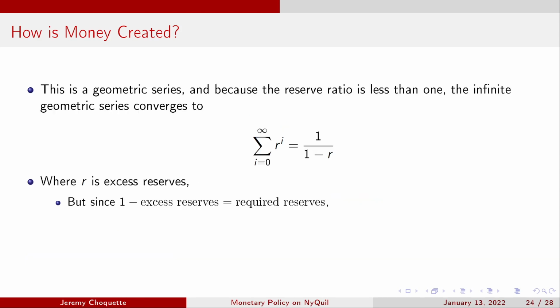where r is excess reserves. But since 1 minus excess reserves equals required reserves, we could simply make it 1 over required reserves, or 1 over RR.